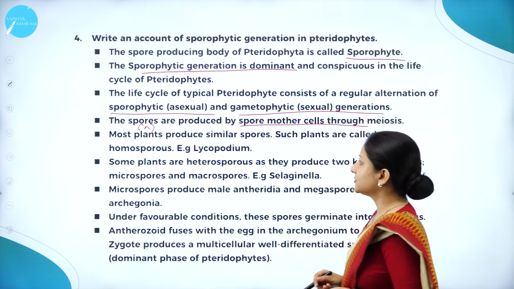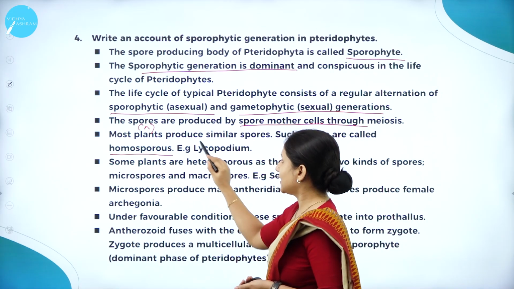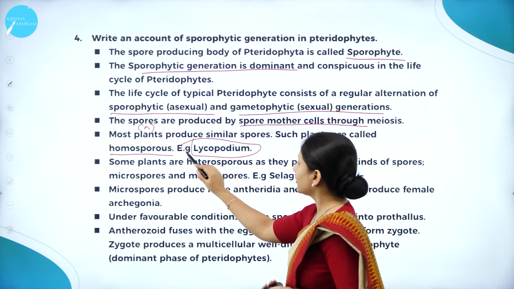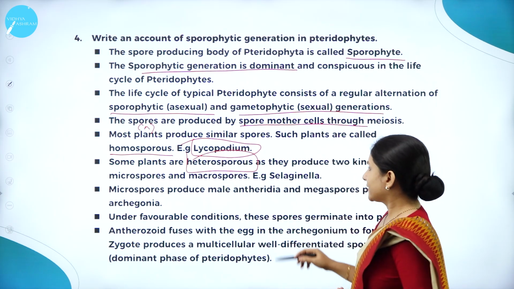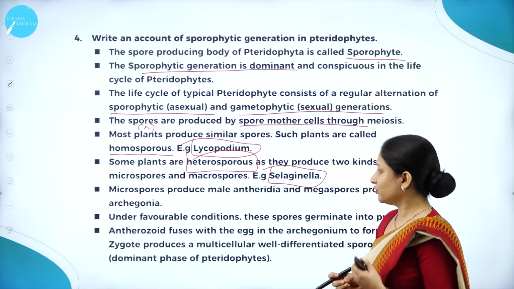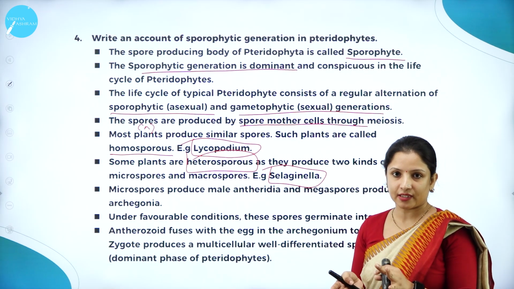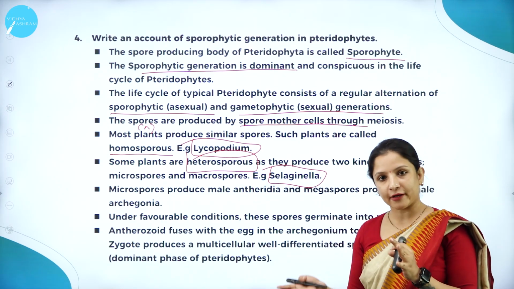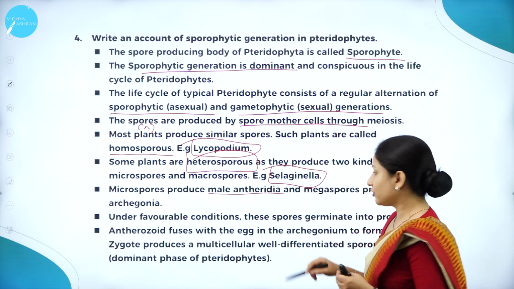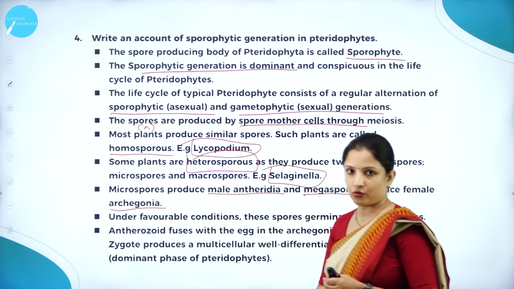Most plants produce similar spores. Such plants are called homosporous. For example, Lycopodium. Some plants produce dissimilar spores and they are called heterosporous. For example, Selaginella. And there are microspores and macrospores. Now the microspores will develop into the male antheridia, and the macrospore or the megaspore will develop into the female archegonia. Okay.